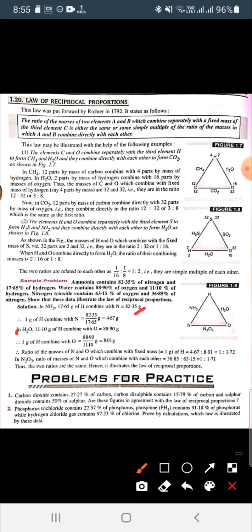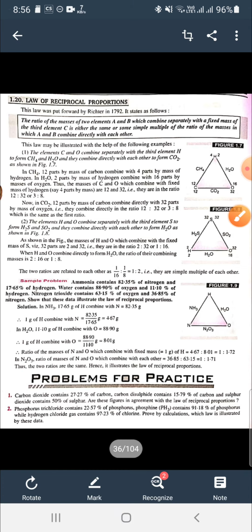In H2O, 11.10 gram of hydrogen combined with 88.90 gram of oxygen, or we find it for 1 gram of hydrogen. So the value is 8.01. So these are the weights of nitrogen and oxygen when we fix the mass of hydrogen, that is, in 1 gram of hydrogen. So if we find the ratio of both of these, the ratio will be 1:1.72.